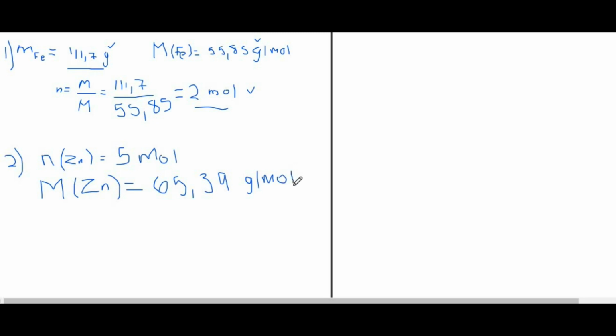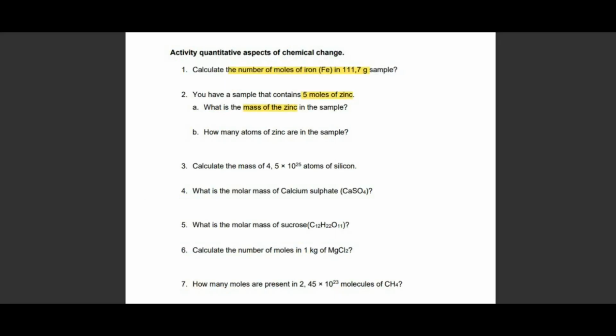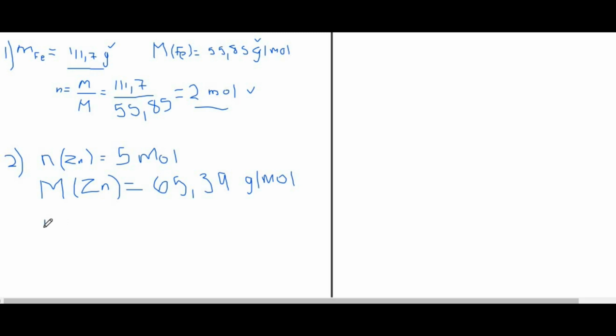Alright, so I have to find the mass. Let me see what the question said. It means that I have to find small letter m. From the equations we spoke about, I know that the mass is just the number of moles of zinc multiplied by the molar mass. From here I will get my mass in grams.